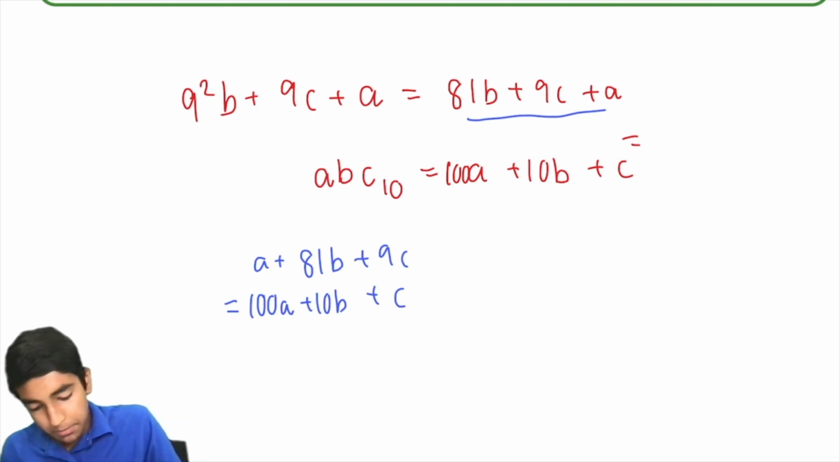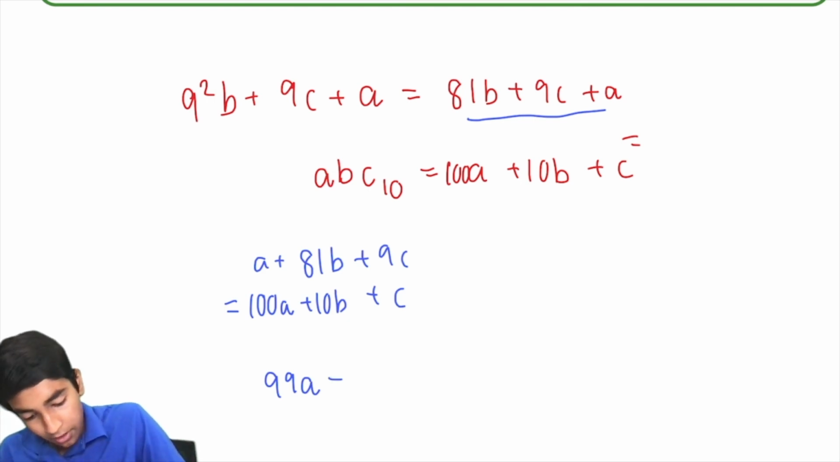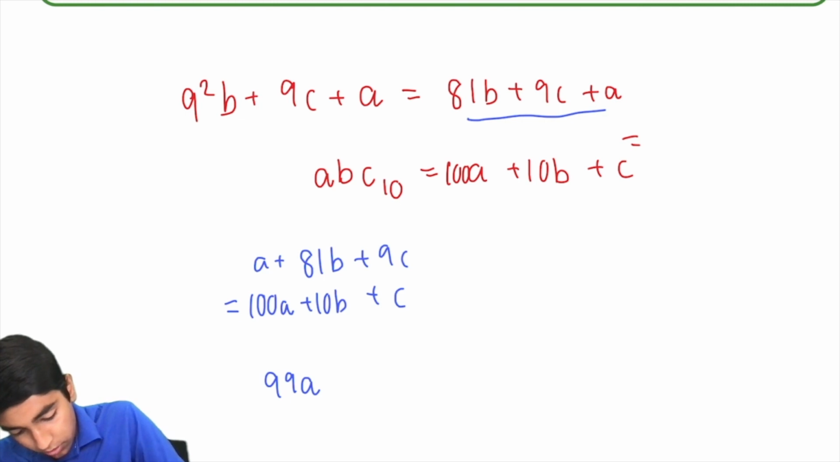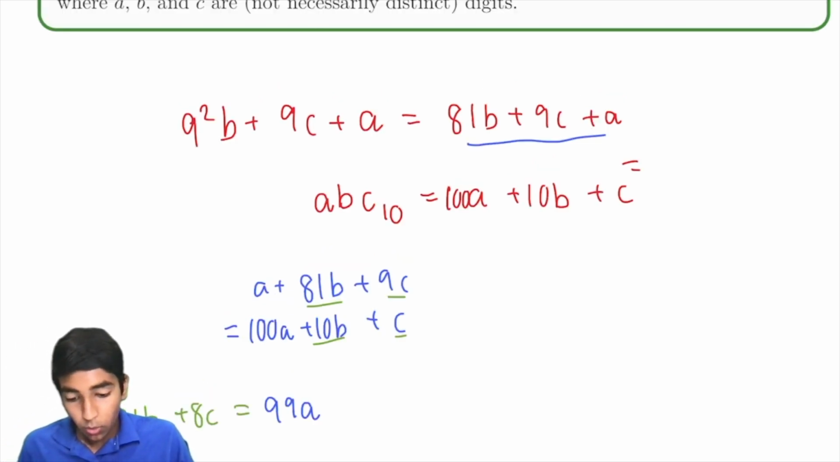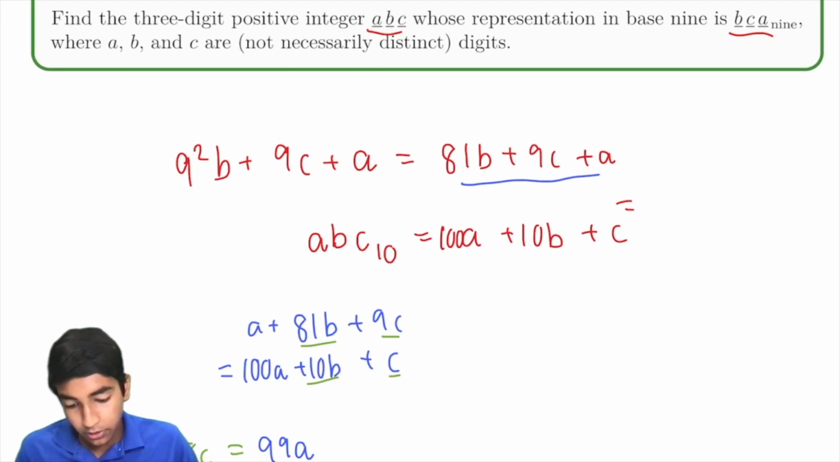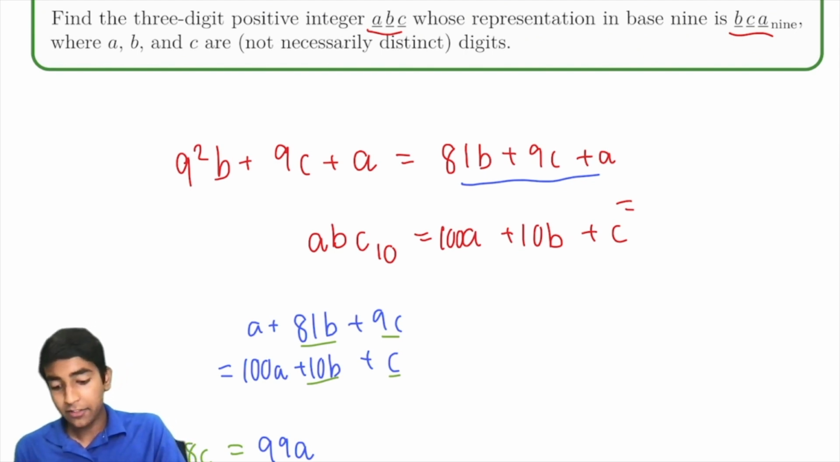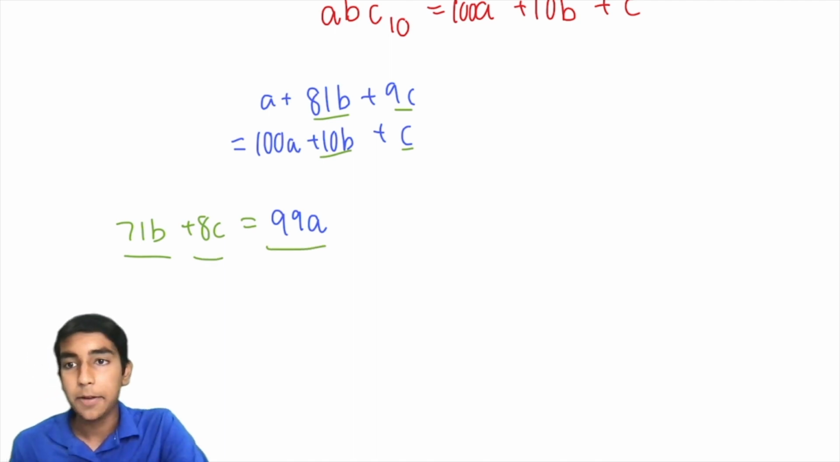Let's subtract. We can move all the terms. We have 99a on this side is equal to 81b minus 10b, so 71b plus 9c minus c, which is 8c. So what do we do from here? Well, the key thing here is we're trying to find a 3-digit positive integer that satisfies this condition here. 71b plus 8c is 99a.